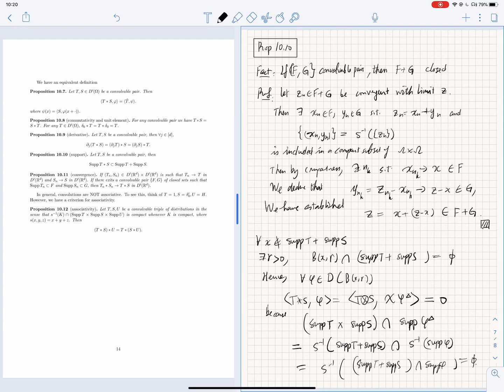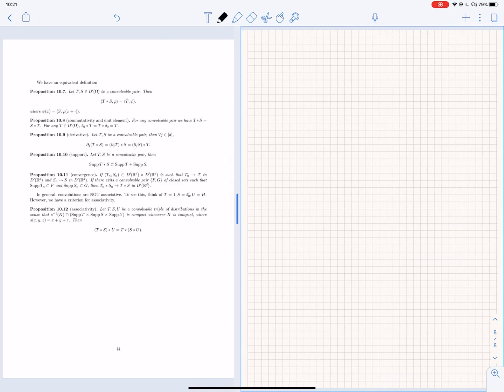Okay. This shows that x does not belong to the support of T convolved with S, which is what we want to show. Okay, that's it. Let's move on.